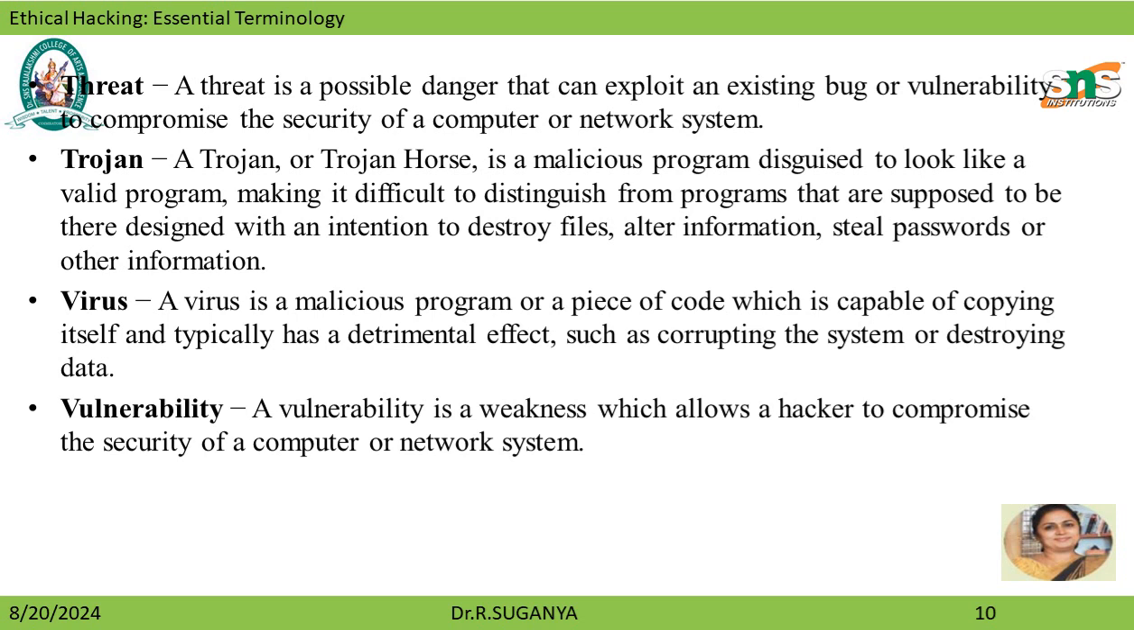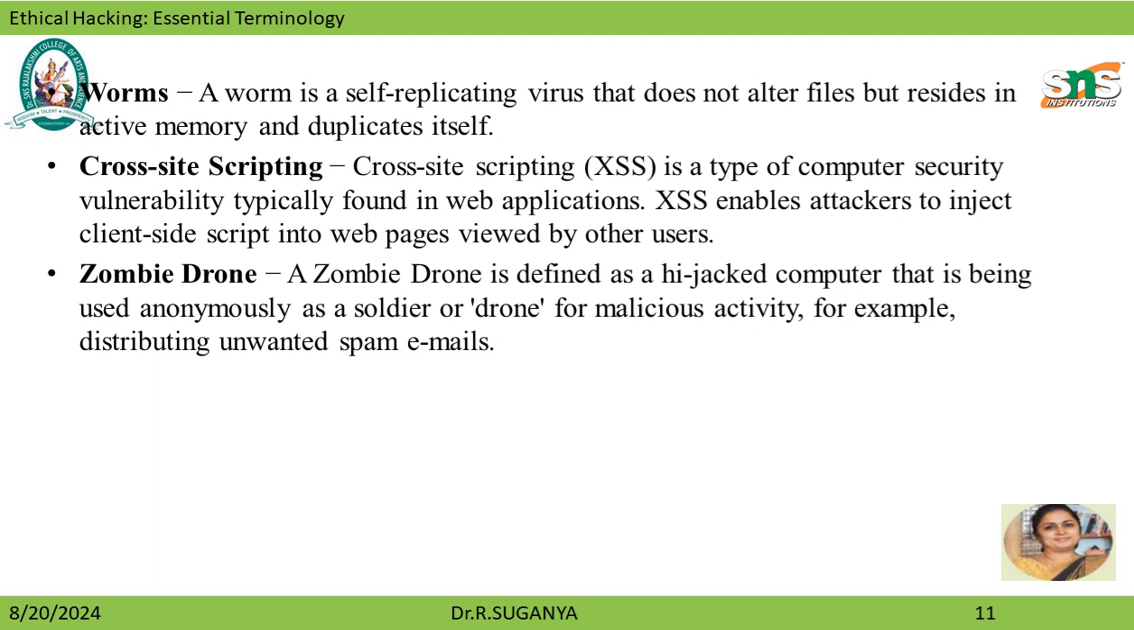Virus, you all know about it, is a piece of code which is corrupting the system. Vulnerability is a weakness which allows a hacker to compromise security of a computer. Worm is a self-replicating virus that does not alter files.